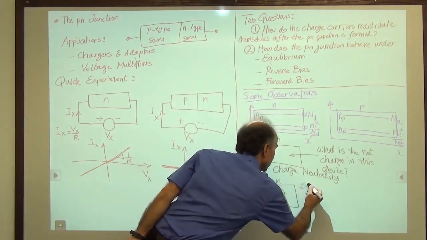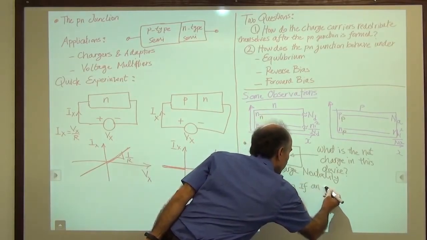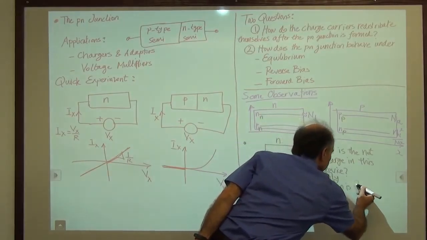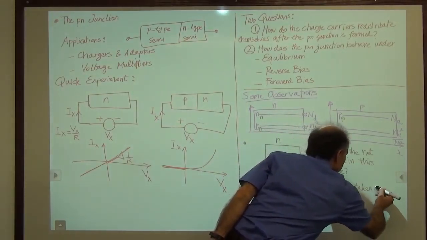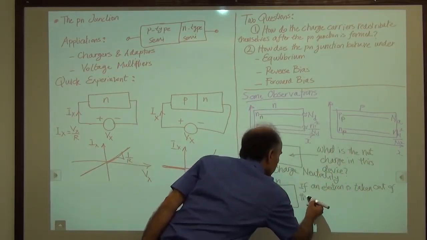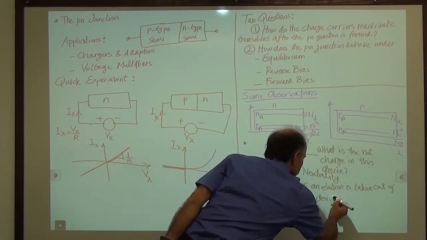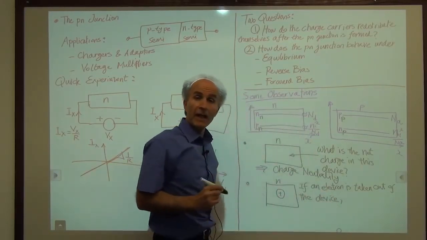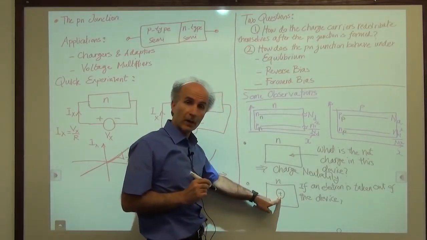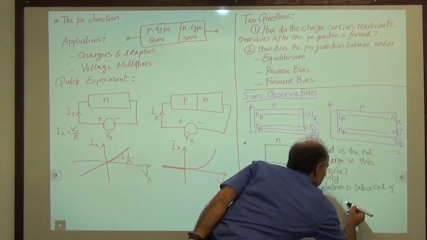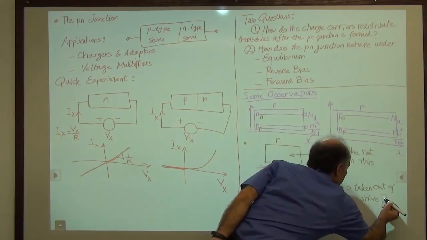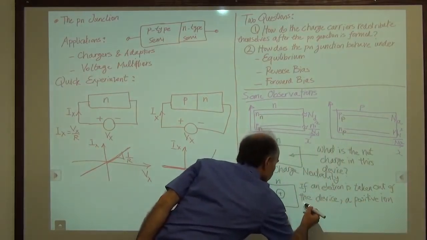So if an electron is taken out or extracted of the device, then we have a net positive charge, and that's a result of a positive ion. A positive ion is formed.